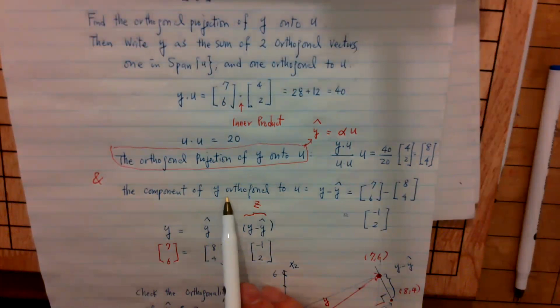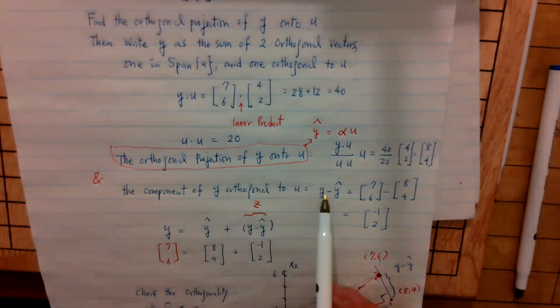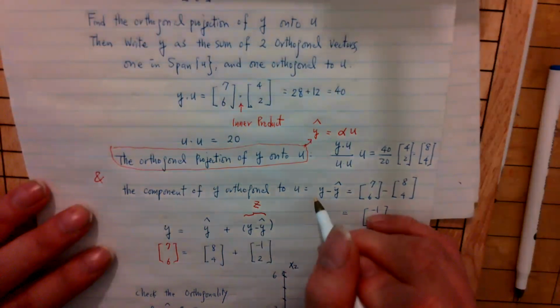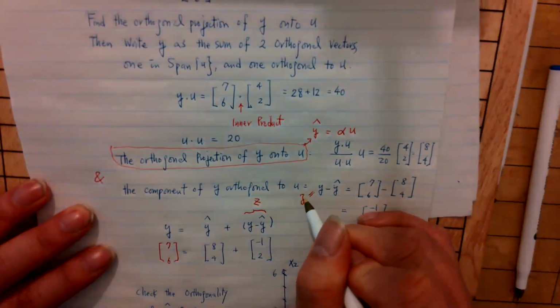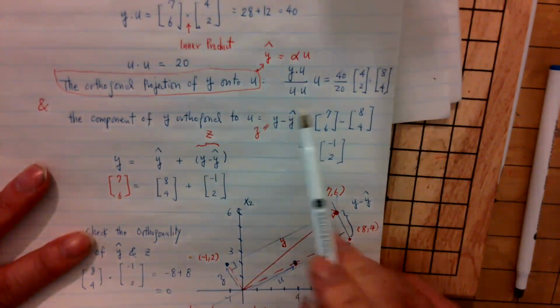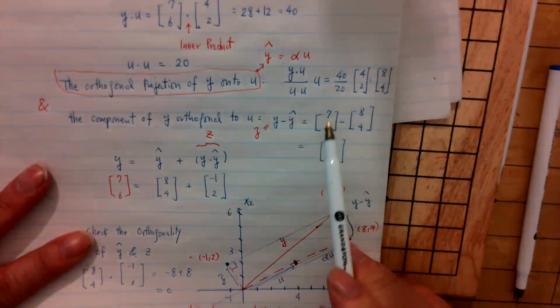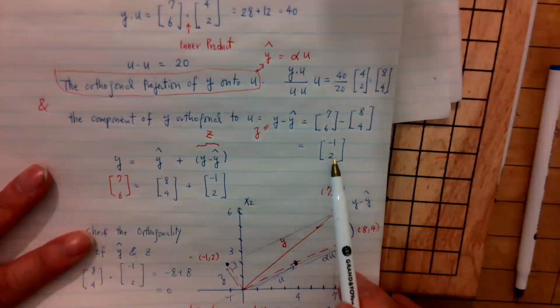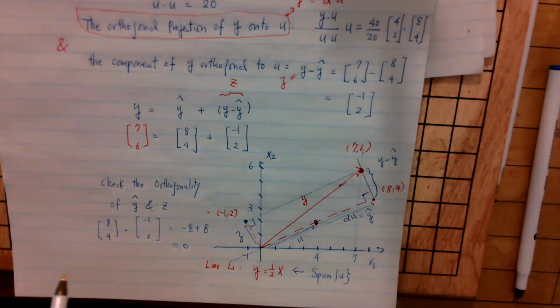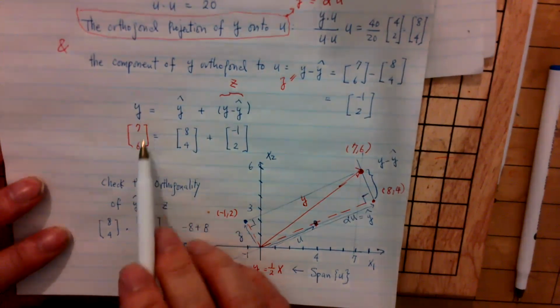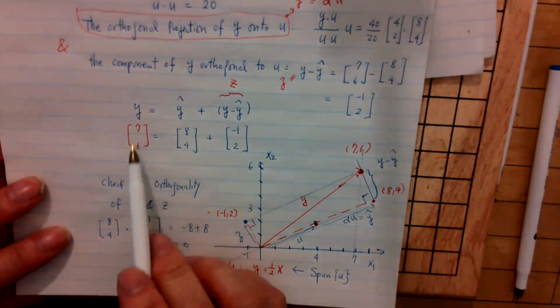And the component of Y orthogonal to U is Y minus Y hat, which is our Z. Okay? Y is (7, 6). And Y hat we just obtained is (8, 4). So (7, 6) minus (8, 4) is (-1, 2). Okay? So let's see. Y can be decomposed. Y is (7, 6). This is given.